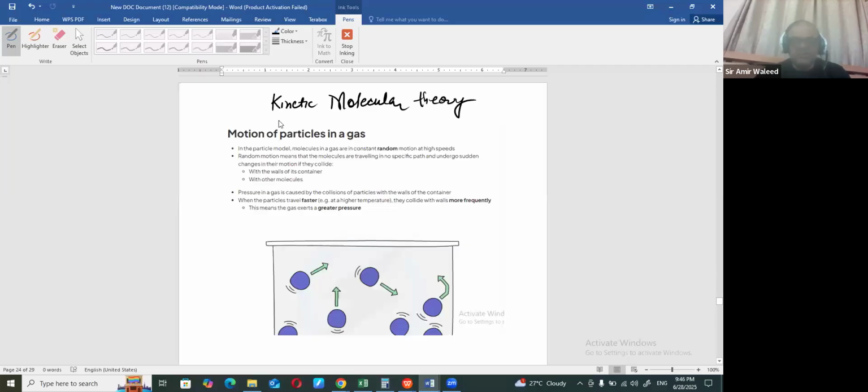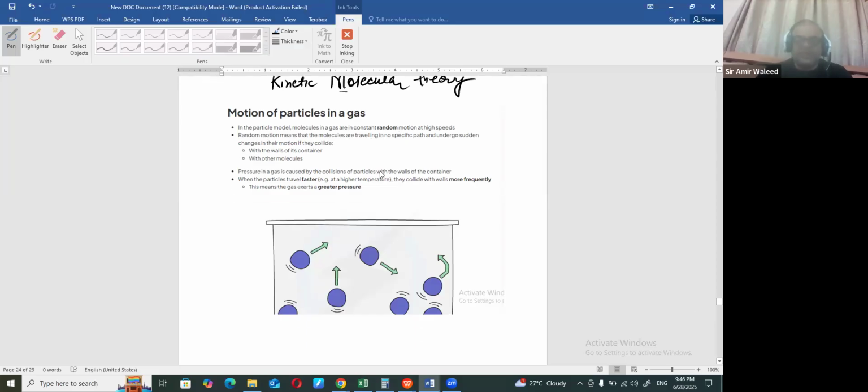Kinetic molecular theory says that gas particles are mostly molecules. So in gas, there are molecules which randomly move here and there with a very high speed. As I told you, we call this Brownian motion. Random motion means they're going here, there. They strike the container in which they are placed, and they collide with the walls of the container and with the other molecules as well. No specific path, they just go here and there.